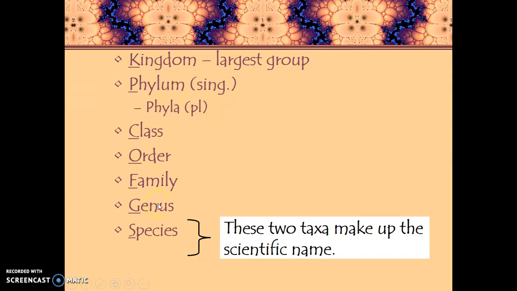So in genus, there are multiple species that are very closely related. Within family, there are multiple genera. Okay, so bigger and bigger. So make sure you remember the order of these from biggest to smallest, smallest to biggest.